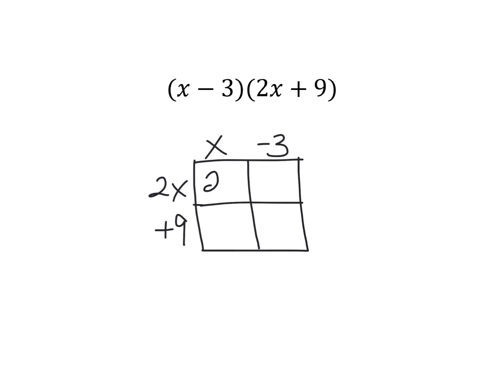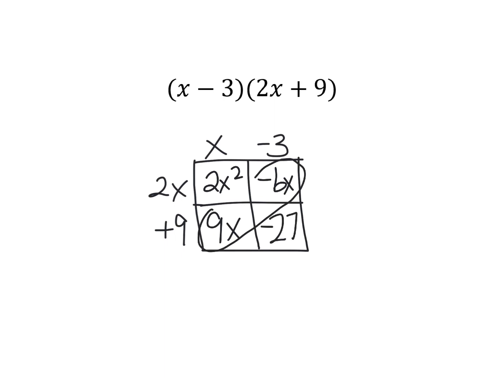2x times x is 2x squared. And then right next to it, 2x times -3 is -6x. And then down below, we're going to do the x times the 9, so 9x. And then finally, the 9 times the -3, which is -27.